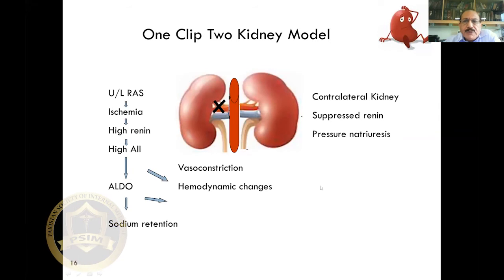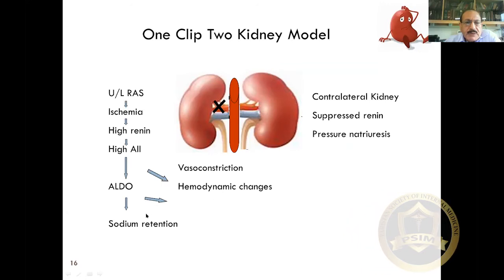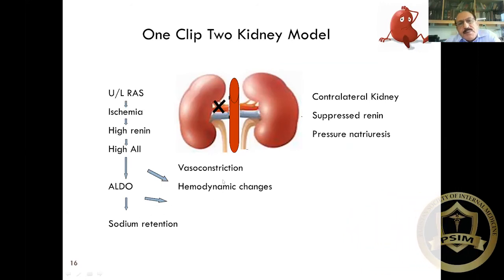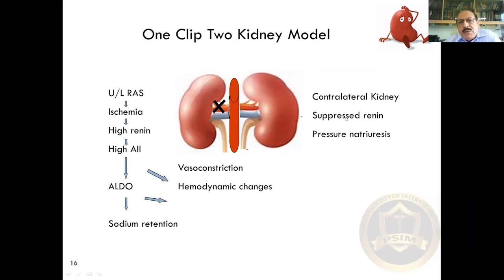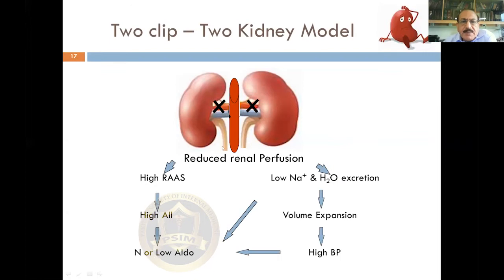The Goldblatt hypertension, the role of renal artery stenosis. Unilateral renal artery stenosis leads to ischemia. Ischemia leads to high renin, high angiotensin, high aldosterone, vascular constriction, hemodynamic changes, and sodium retention. What does the contralateral kidney do? In the contralateral kidney, the renin gets suppressed and there is pressure natriuresis. So if there's unilateral renal artery stenosis, then things are quite different as compared to the two-clip Goldblatt hypertension.